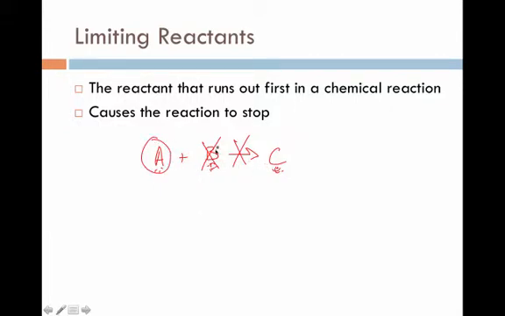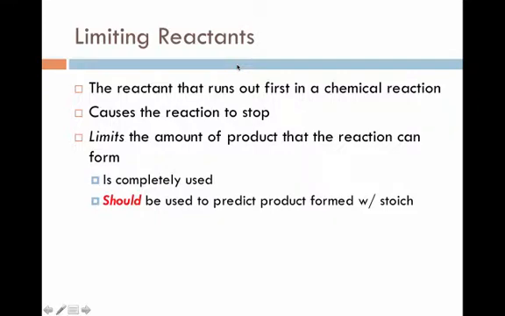And as a result, when this stops, that is the moment we stop creating C as well, and it determines how much product is formed. This limiting reactant, the reason we call it limiting, following on what I just said, is it limits the amount of product that the reaction can form. The limiting reactant is completely used up. It's the number in the problem that we know has been used, and as a result, it's the number that should be used to predict the amount of product formed with stoichiometry.